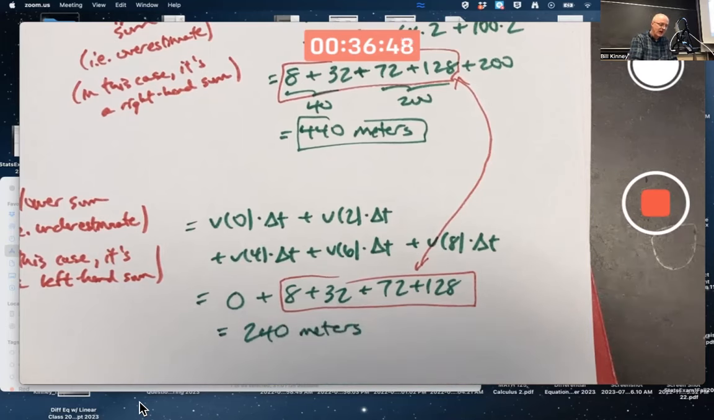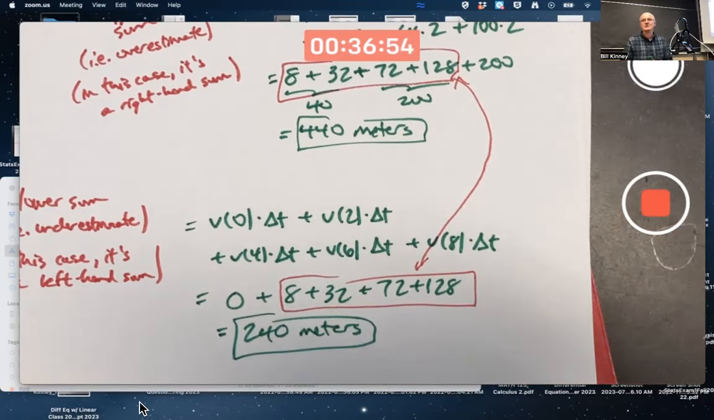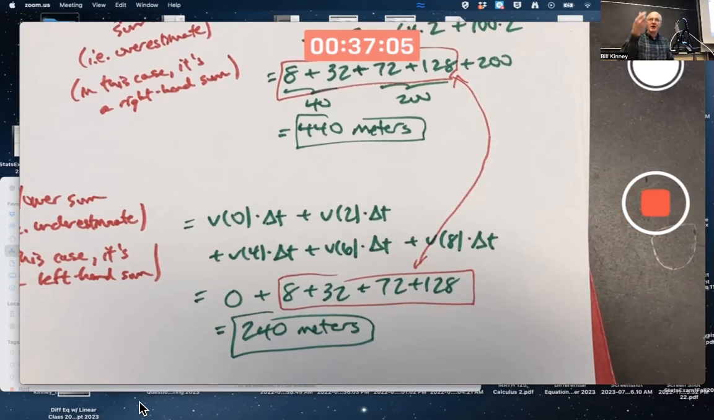Pretty wide spread in these approximations, between 240 and 440. Right? That's not very precise. How could we make it more precise? There's a couple things you could do. You could use a smaller value of delta t, which means more rectangles, which means more work. Ugh.